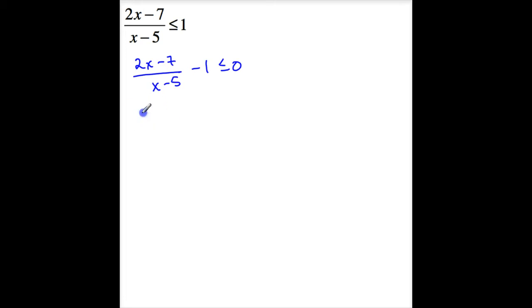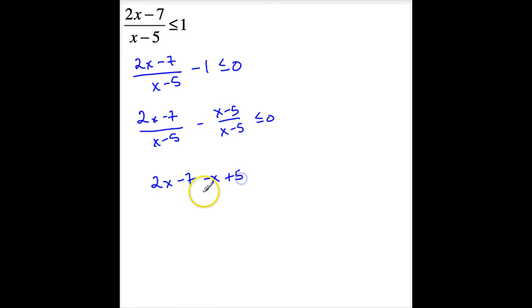Now, let me get a common denominator here. 2x minus 7 divided by x minus 5 minus x minus 5 divided by x minus 5. You see how I cleverly chose that. Get a common denominator. Let me put these over a single fraction. This is 2x minus 7 minus x plus 5 divided by x minus 5. And where is that less than or equal to 0? Okay, so this becomes x minus 2 divided by x minus 5. Now you see how simply this kind of fell into our lap?